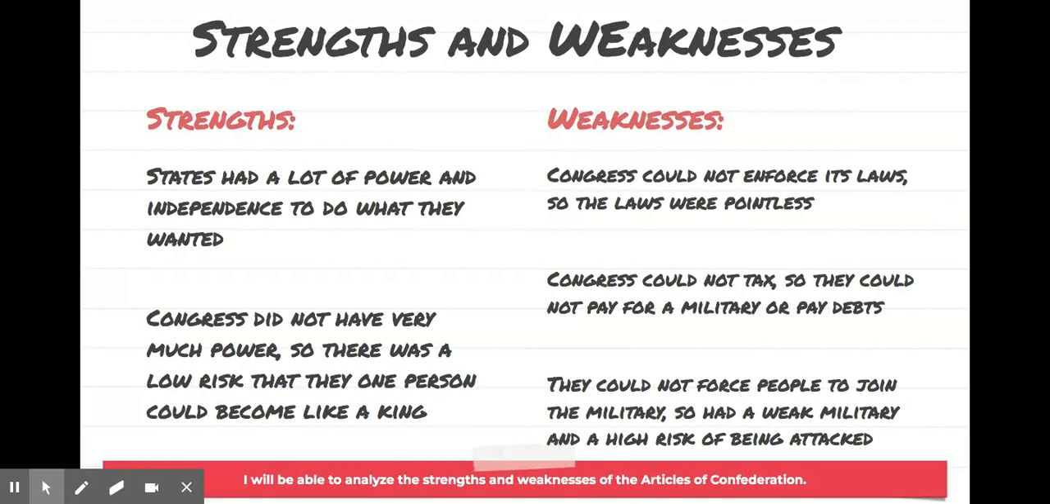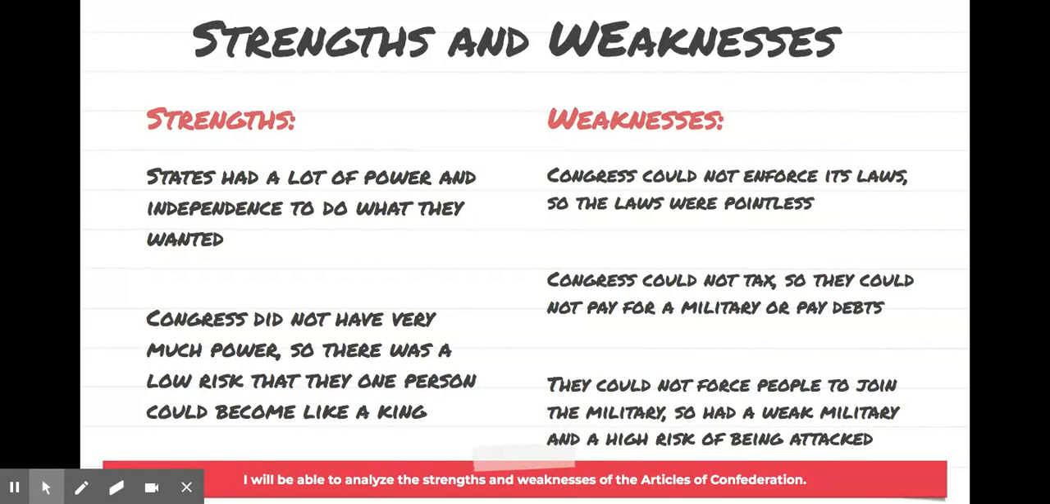The strengths. The states had a lot of power, and they had freedom and independence to do what they wanted to do. In their mind, that was a good thing. They didn't want the central government to have much power. So that was a strength. Second, Congress did not have very much power, so there was a low risk that one person could become like a king. They designed it so that the federal government wouldn't have much power, so there's not much chance of one person rising to power.